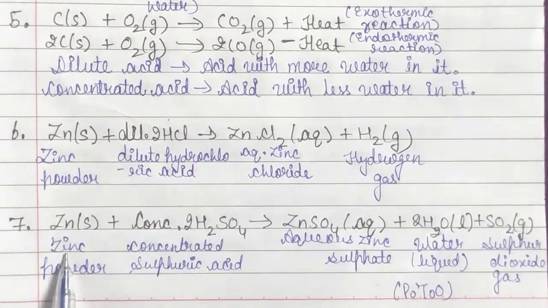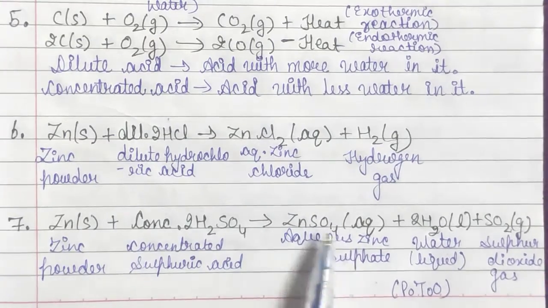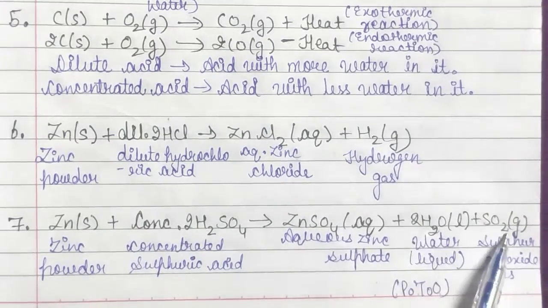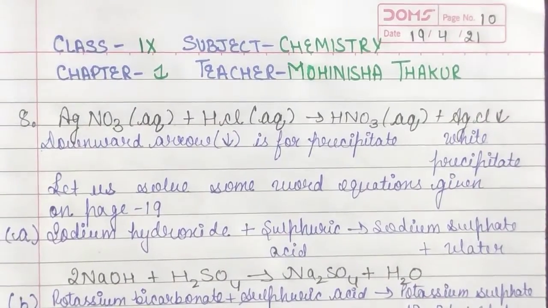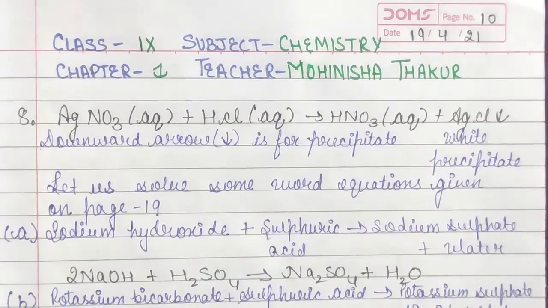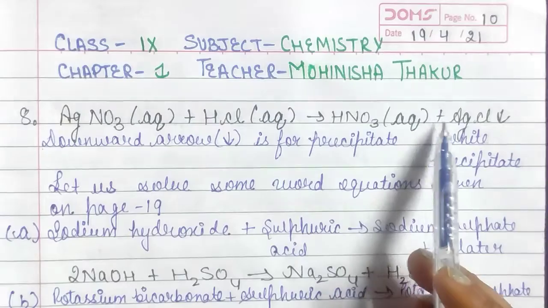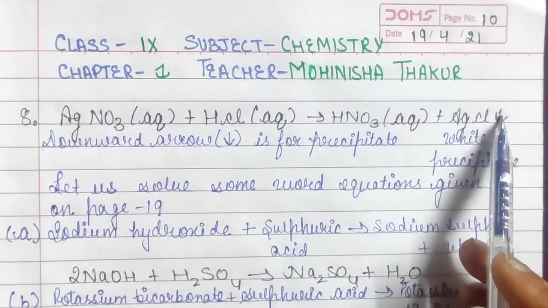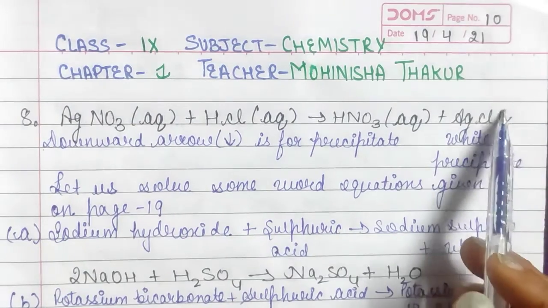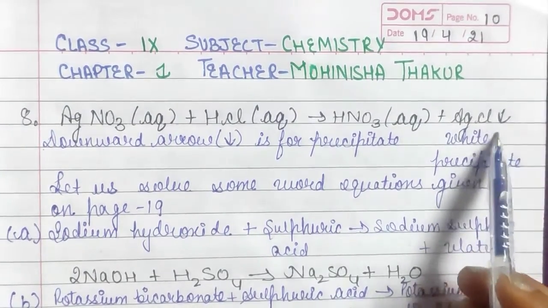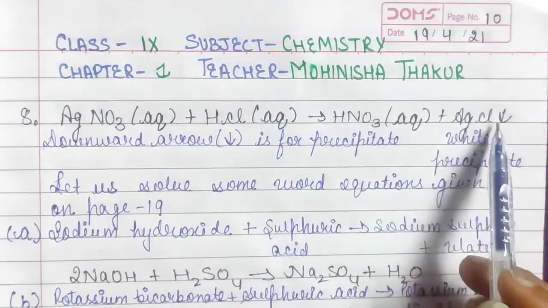Similarly, on reacting zinc powder with concentrated sulfuric acid, it gives three products: aqueous zinc sulfate, water and sulfur dioxide gas. Students, just observe point 8. In the reaction AgNO3 plus HCl gives HNO3 plus AgCl, there is a downward arrow for AgCl. So what is it? The downward arrow is for a precipitate, indicating the formation of a white precipitate of AgCl.